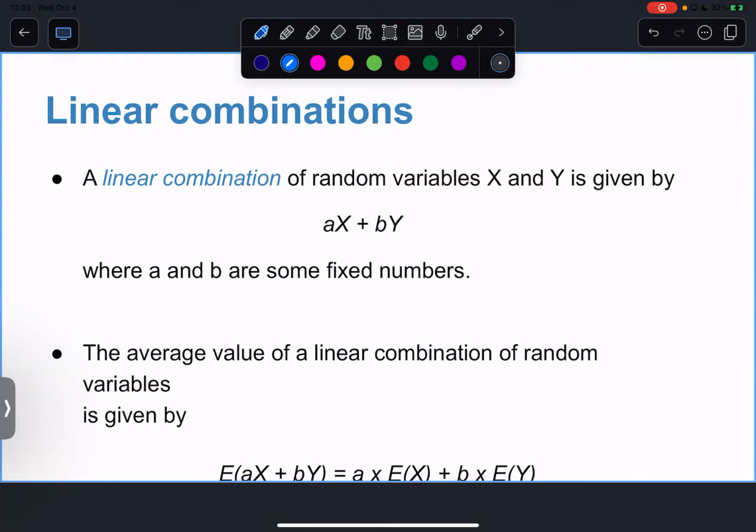What if I have a combination of random variables? So I can have two random variables. I can flip a coin, I can roll a die, I can draw a card, right? I can have as many random variables as I want. And so what we would have is some linear combination of random variables, right? A times X and B times Y, right? X happened A times, Y happened B times.